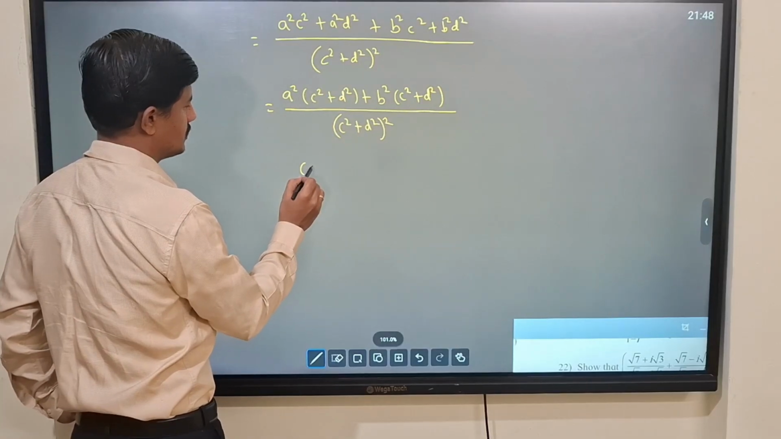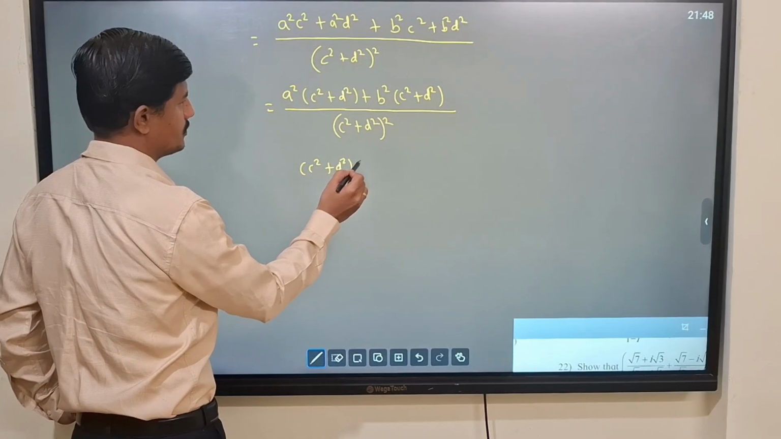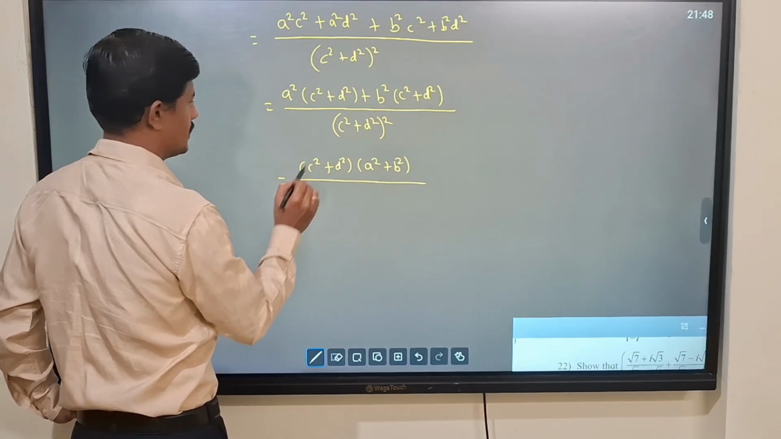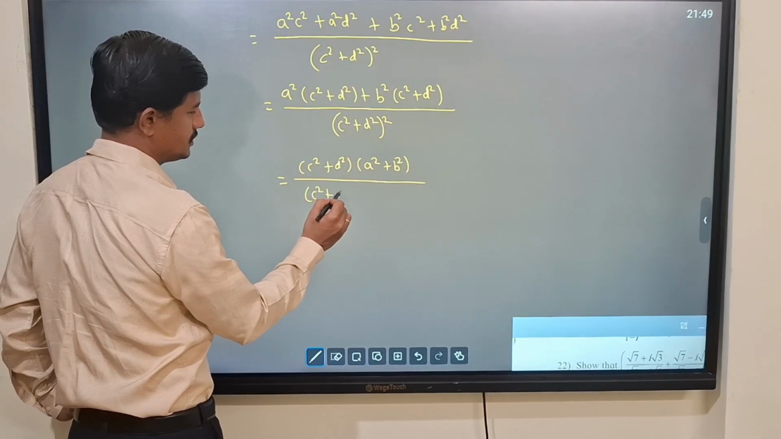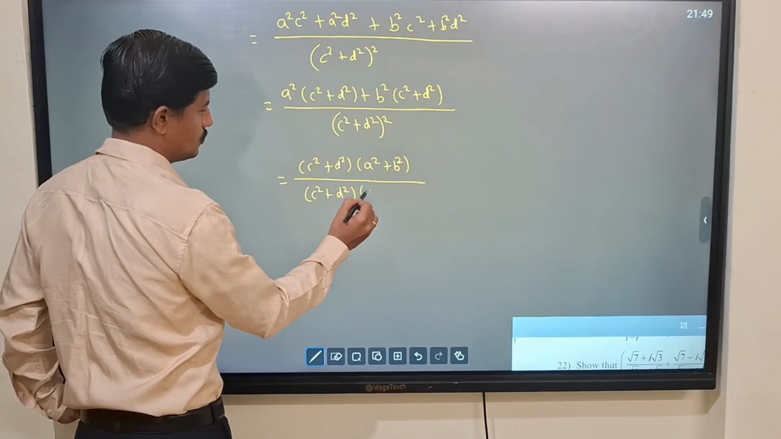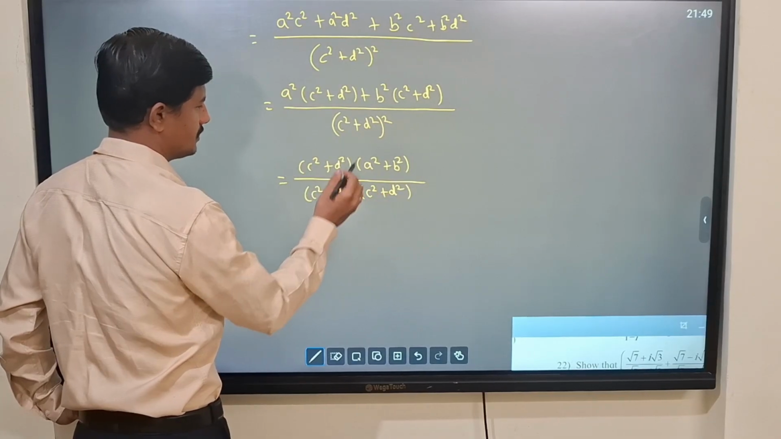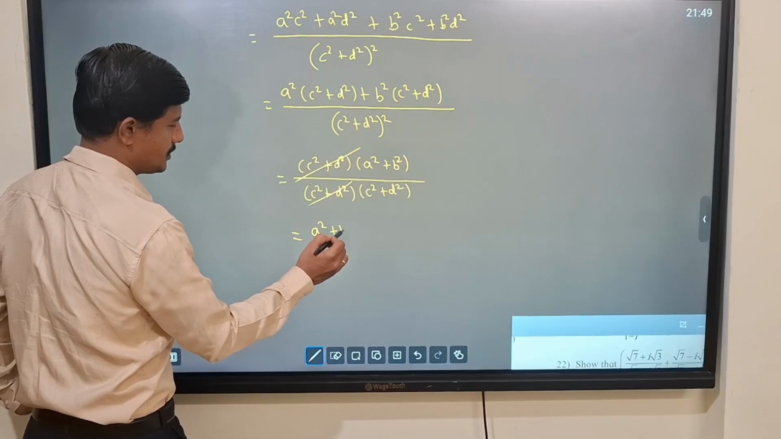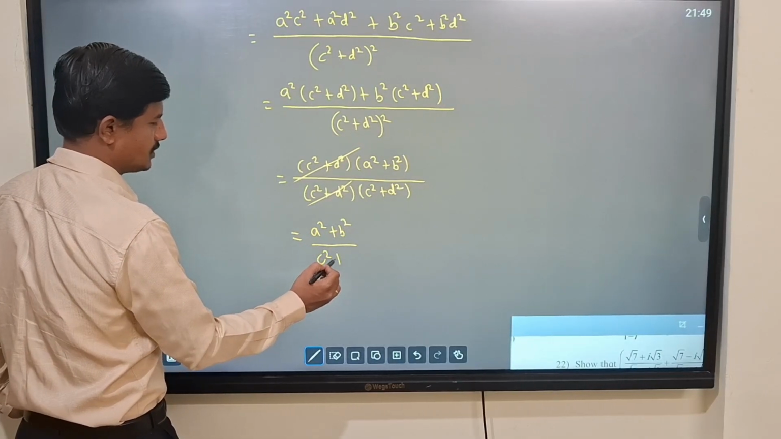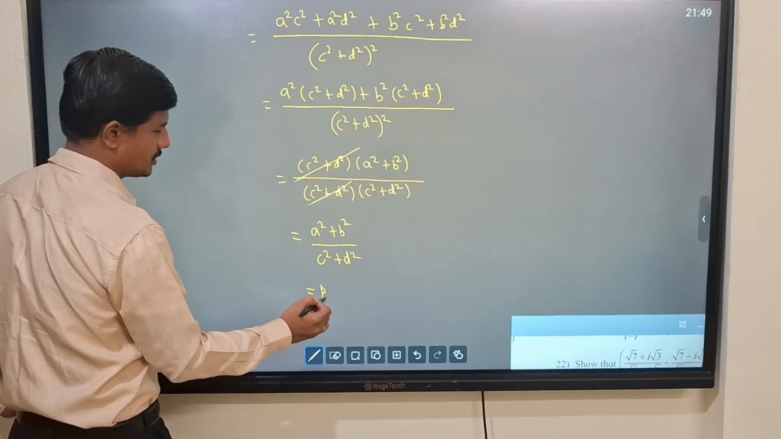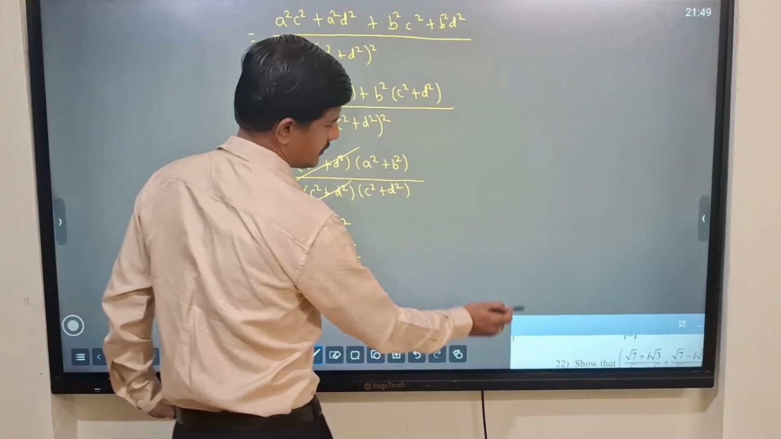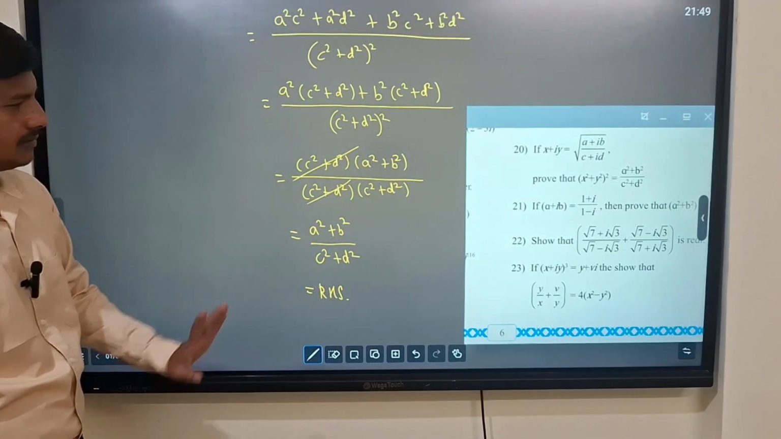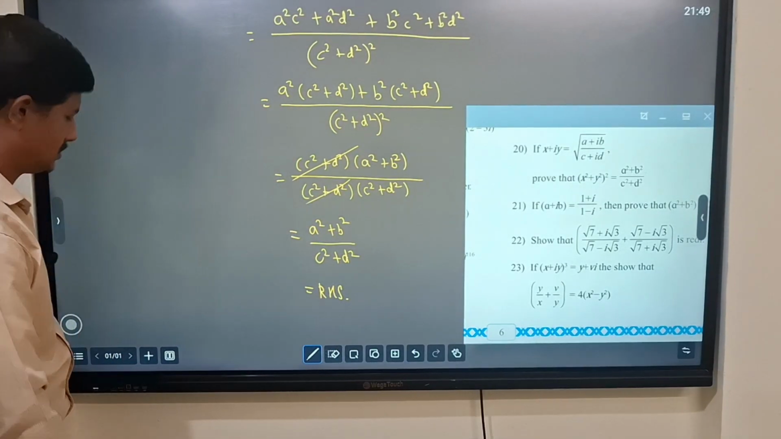Now take (c square plus d square) as common. Remains a square plus b square. I can write down this like this: (c square plus d square) into (c square plus d square). This gets cancelled out. What remains is (a square plus b square) upon (c square plus d square), that is equal to RHS. See here, we wanted to prove that, and this is getting proved. Okay, now next.